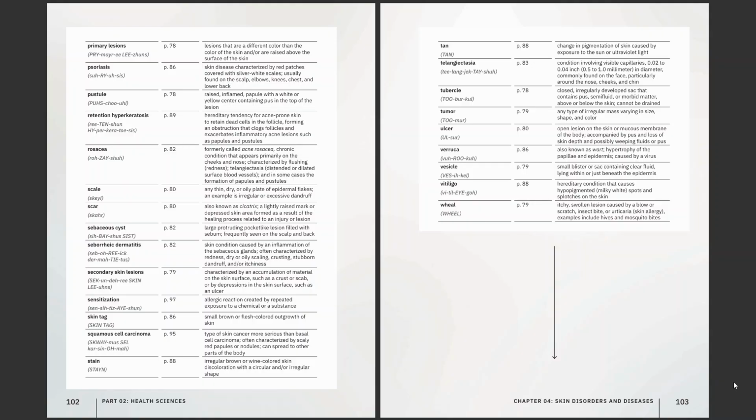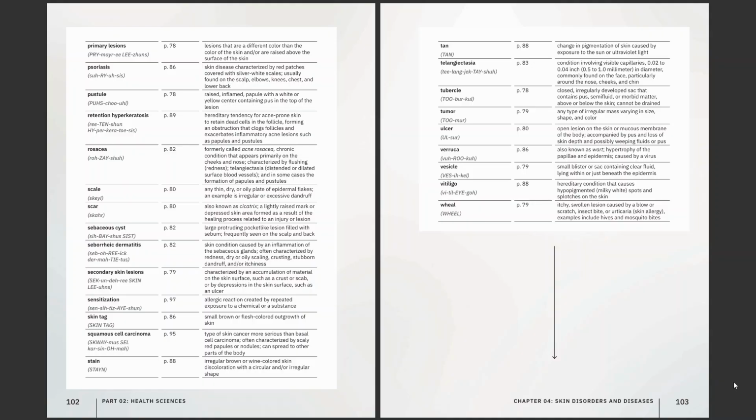Stain, irregular brown or wine-colored skin discoloration with a circular and/or irregular shape. Tan, change in pigmentation of skin caused by exposure to the sun or ultraviolet light. Telangiectasia, condition involving visible capillaries 0.02 to 0.04 inch, 0.5 to 1 millimeter in diameter, commonly found on the face, particularly around the nose, cheeks, and chin.